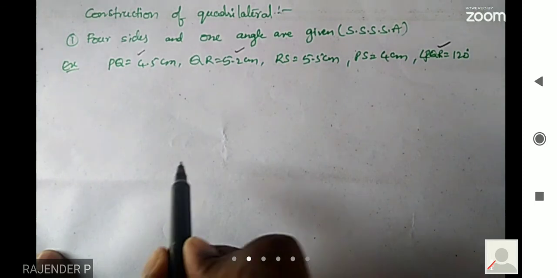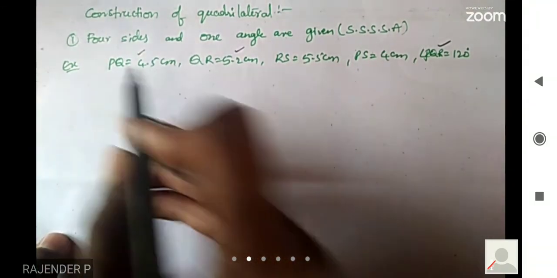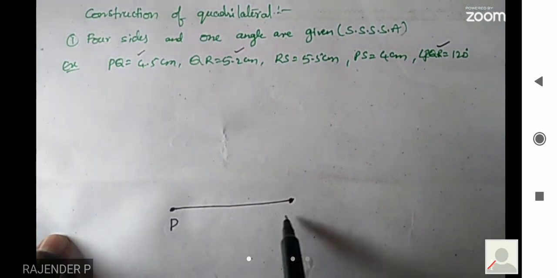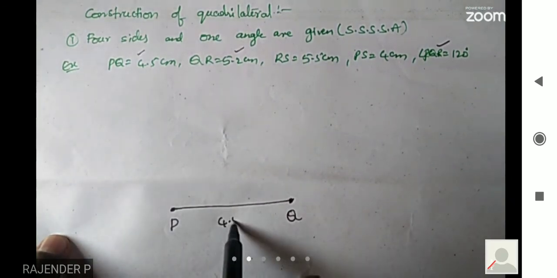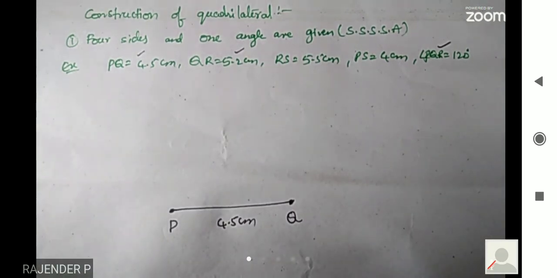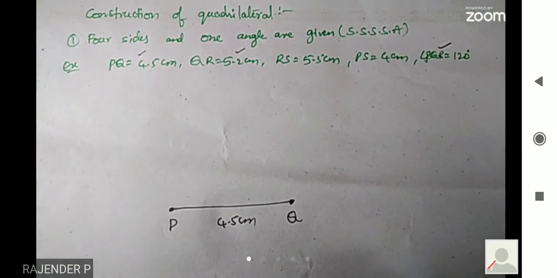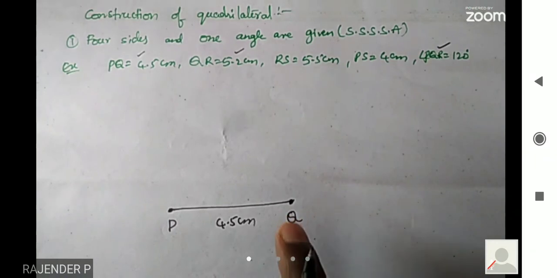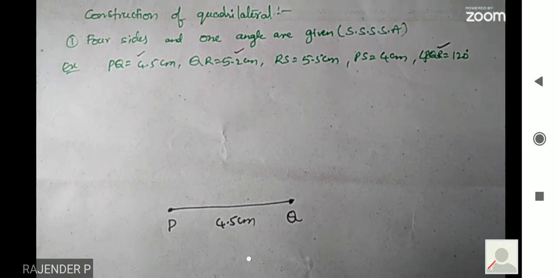First of all, I am taking side PQ. Draw PQ using the scale. PQ is equal to 4.5 centimeters. Draw PQ 4.5 centimeters using the scale. And next, at Q we have to take this 120 degrees angle, but while constructing this angle we have to use only compass and ruler. Only compass and ruler.